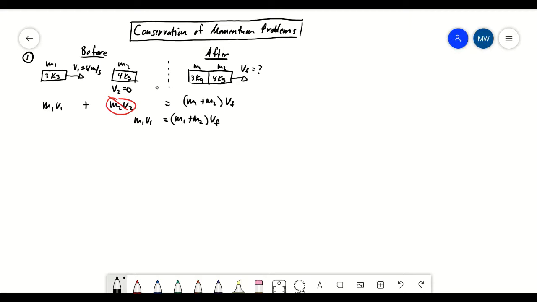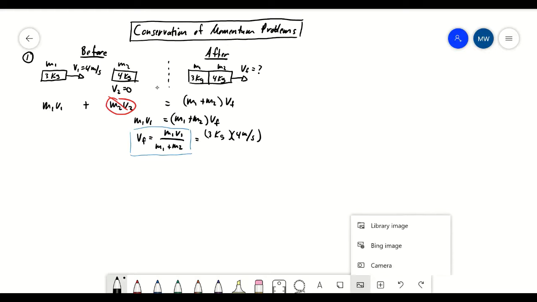And if I want to solve this for V final, I'll divide both sides by M1 plus M2, and I end up with M1 V1 over M1 plus M2. So this is the equation that solves our first problem. If we put all the numbers in, we've got 3 kilograms and our 4 meters per second divided by our 3 kilograms plus our 4 kilograms. And then the calculator tells us that we get 1.7 meters per second.